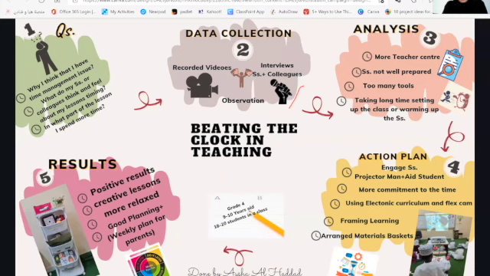After analyzing that, I realized that my lessons were more teacher-centered, focusing on me more than the students, and my students were not well prepared. Also, I was using too many tools crowded in one big box, and taking a long time setting up the class or warming up the students, which is the biggest part where I spend time during my lesson. Then I applied an action plan.